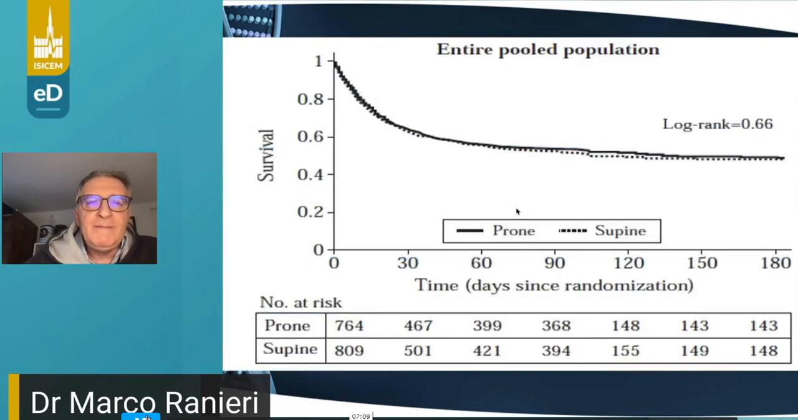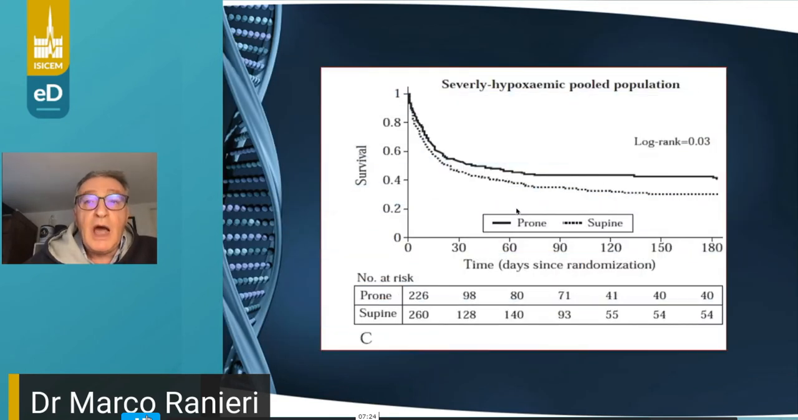In fact, this individual meta-analysis showed that, again, in the entire patient population included in all these randomized control trials, there was no difference whatsoever in terms of survival between prone and supine. However, in patients with severe hypoxemia, and now at that time we had a very long discussion on how severe had to be severe hypoxemia, there was a significant improvement in survival.